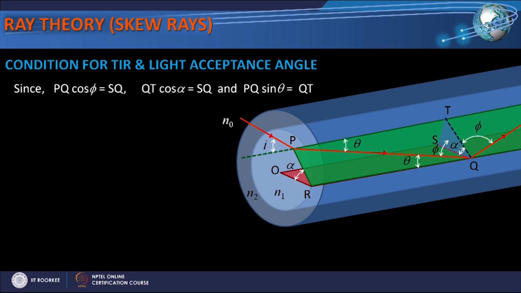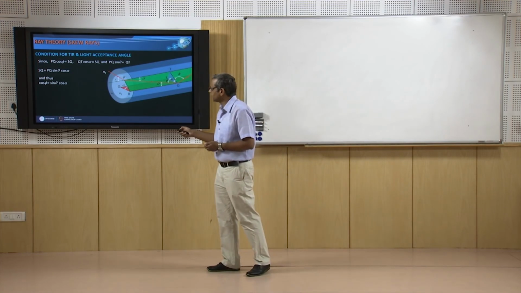I also find that this PQ sin theta is QT. So, if I consider these two, then I find that this SQ is nothing but PQ sin theta cos alpha, because QT cos alpha is equal to SQ and QT is PQ sin theta here. Now, if I compare these two equations, I immediately get cos phi is equal to sin theta cos alpha. So, in this way what I have got? I have got phi in terms of theta and alpha.